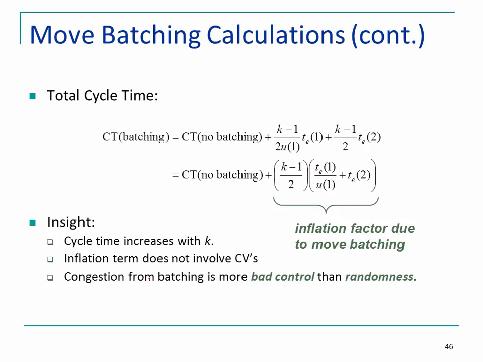So the cycle time increases with the size of the batch, right? Because if you look at this part of the equation, the larger the K value, the larger that inflation factor. The inflation term does not involve the coefficients of variation, so there are no CVs in here. There's only the size of the batch, the effective time at the stations, and the utilization of the first machine. So congestion from batching is more about batch-size control than randomness. It's not necessarily the variability of the stations in this particular system, but rather whether you are deciding the right size for your batch to transfer to the next stage.